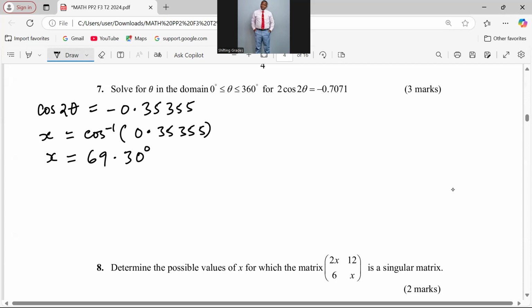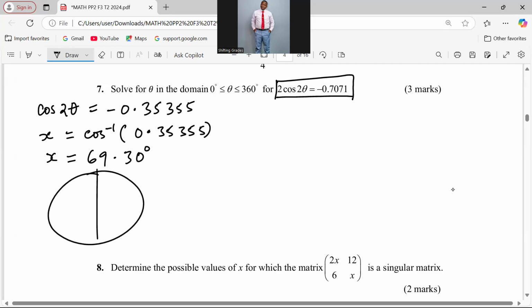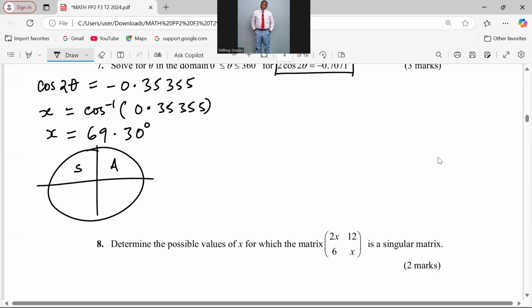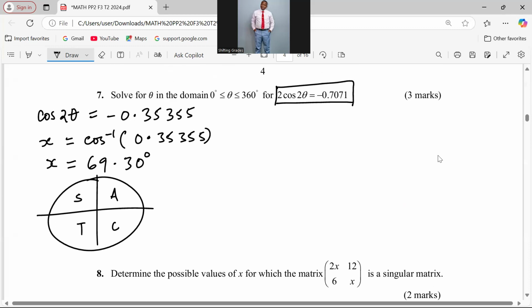But now, where do we want this particular angle? In the quadrant where cosines are negative. So where are cosines negative? Look at the unit circle. In the first quadrant, all trigonometric ratios are positive. Sines alone in the second. Tangents alone in the third. Cosines alone in the fourth. Therefore, we need an angle of 69.3 in the quadrants where cosines are negative.